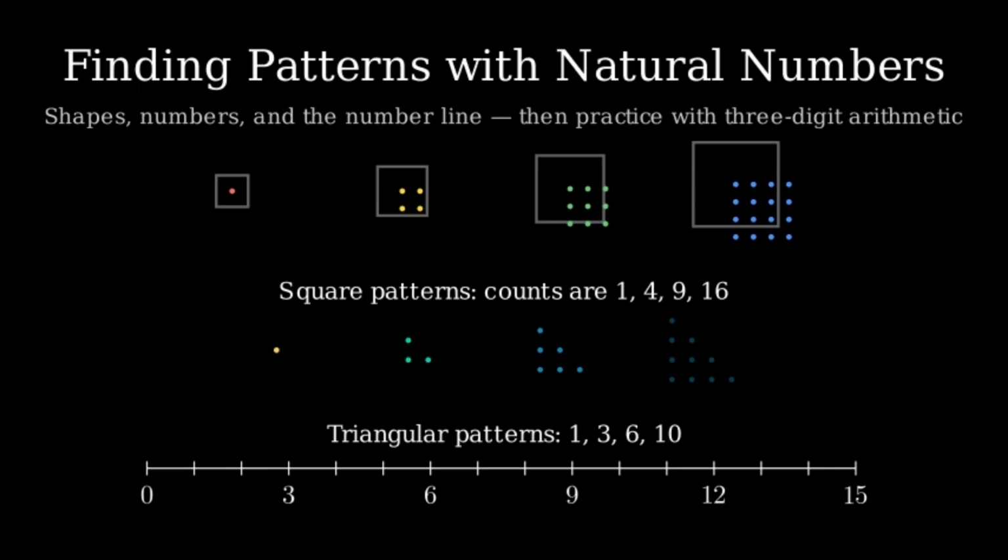A simple example is an arithmetic sequence, where we add the same amount each time. For example, 2, 5, 8, 11. Each time we add 3. Let's plot this on a number line so you can see equal jumps.